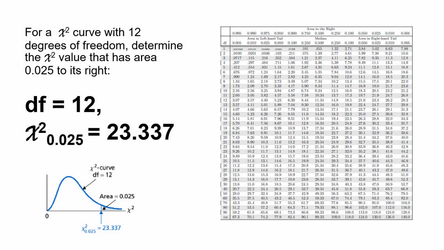So for a chi-square curve with 12 degrees of freedom, I'm just going to circle around that 12. We would go down to the table here, and it says 12, and we want to determine the chi-square value that has an area 0.025 to its right. So with our df of 12, we look across the top here and go to 0.025, which is over here, and we just line those up and we get 23.337. So make sure you try that yourself so you know how to do it.